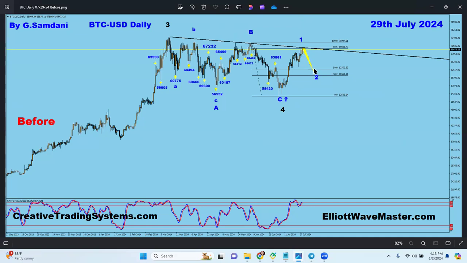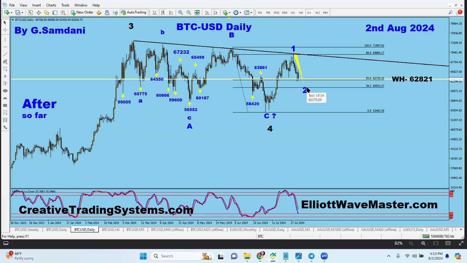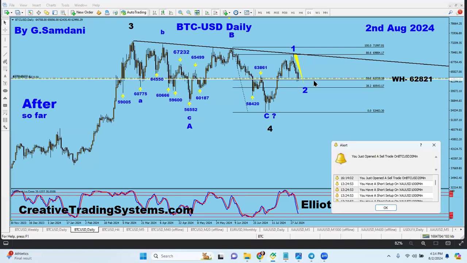After that, it's supposed to come down here into 50 or 38% of this drop into this area for wave two. And look what happened as of today. It is right there, already hitting that 50%, right? So I'm watching this area now. 62,821 is a very hard area now. Maybe let's see what happened.